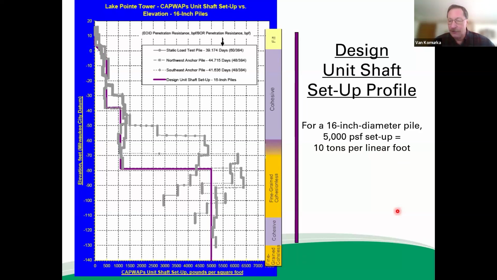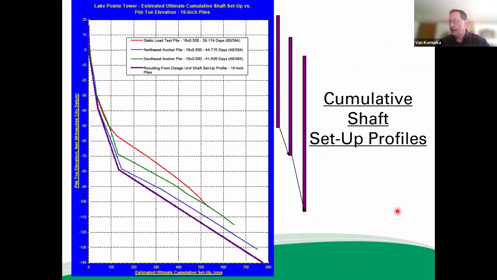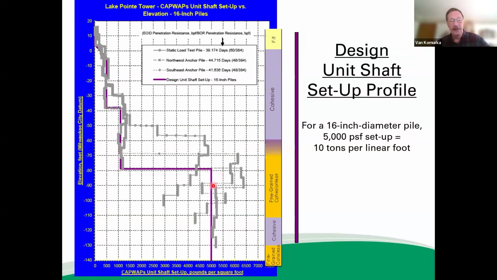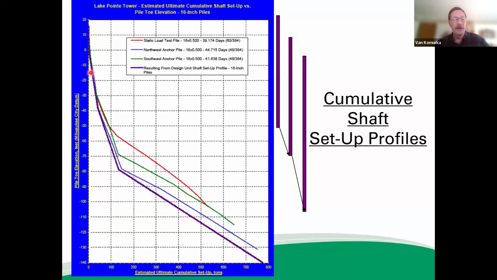So I hope that those of you who have worked with setup, have worked with pile design and magnitudes, have a sense of how much that is and what that can mean to long-term pile capacity and economics. So if we apply that design envelope, this purple line design envelope, to the side area of a 16-inch pile, we get this lower bound design cumulative shaft setup profile. So now this is pile toe elevation, and this is cumulative shaft setup. So the purple line tells us, at any embedment depth, how much setup we can incorporate into our design.